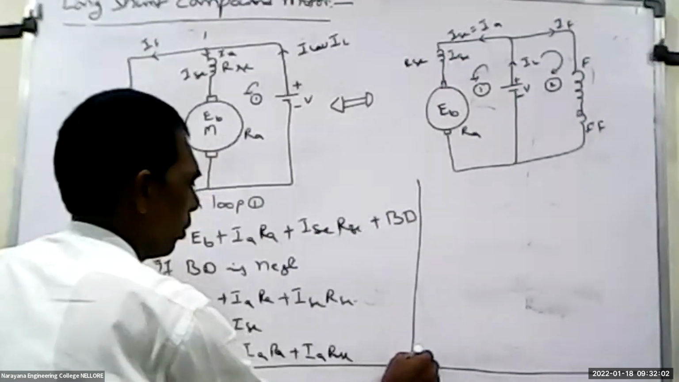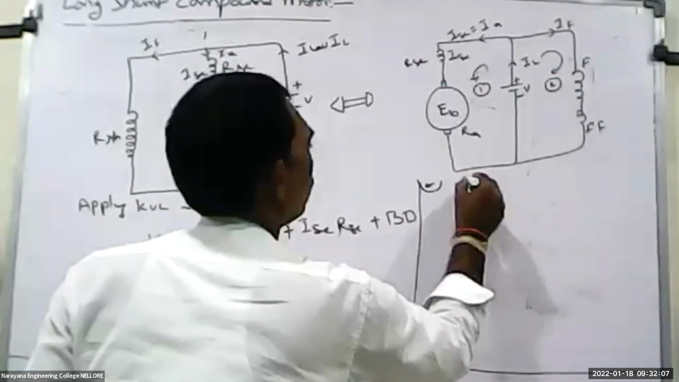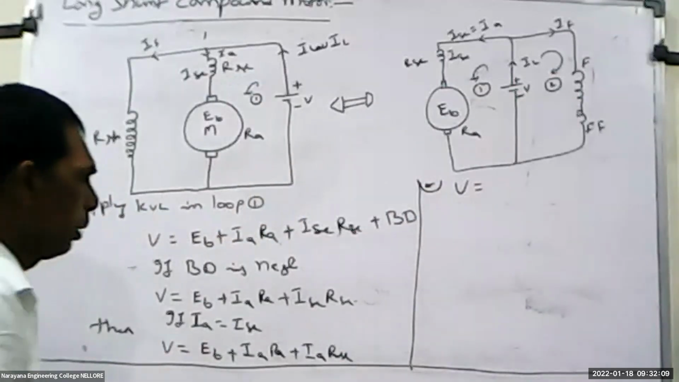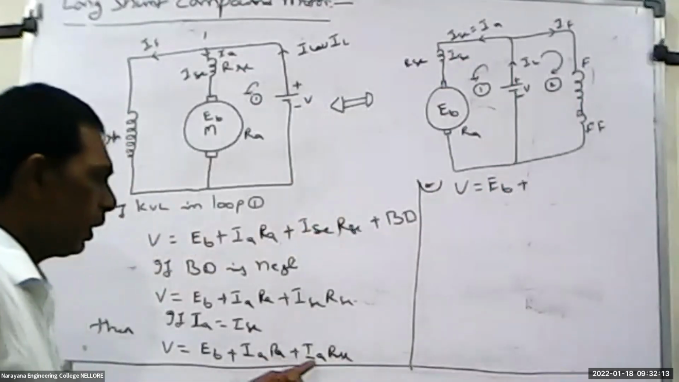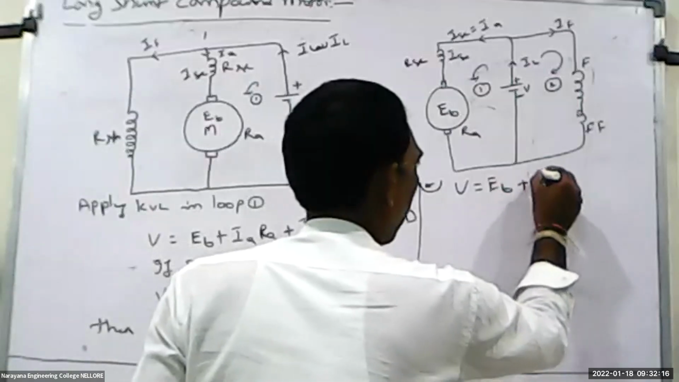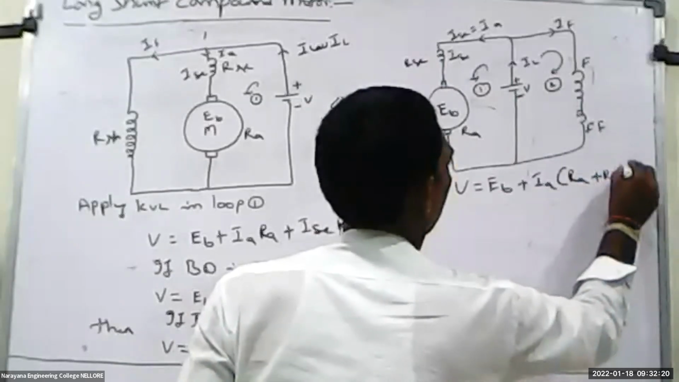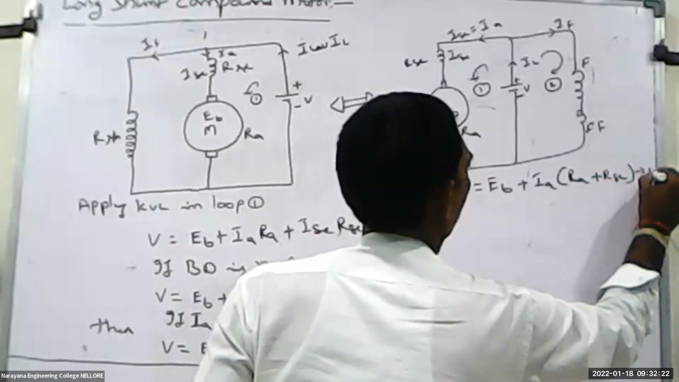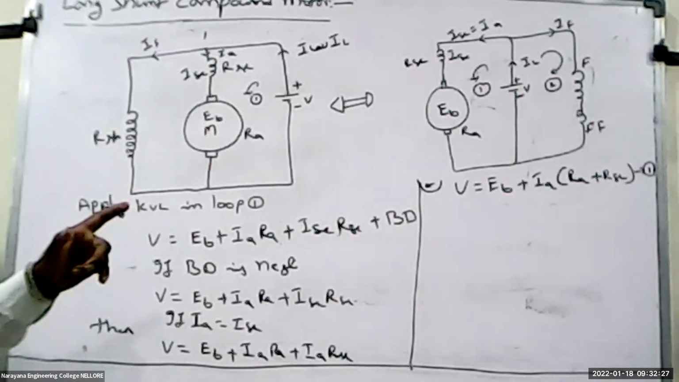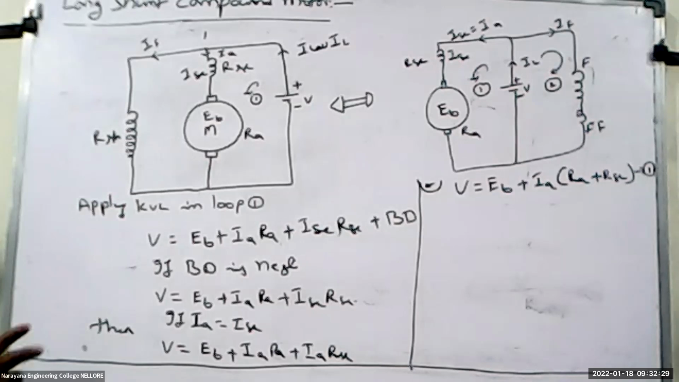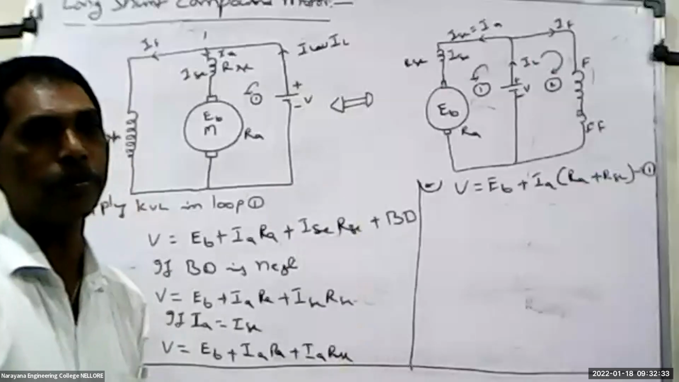Okay, then we'll come to this point. V is equal to EB plus IA common, then IA into RA plus RSC. So V is equal to EB plus IA into RA plus RSC. That is the equation number 1.